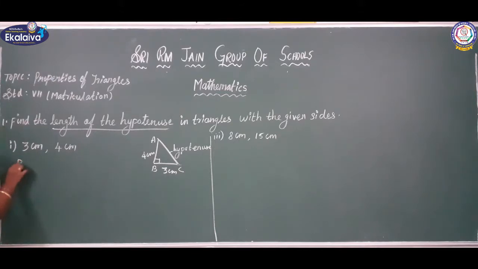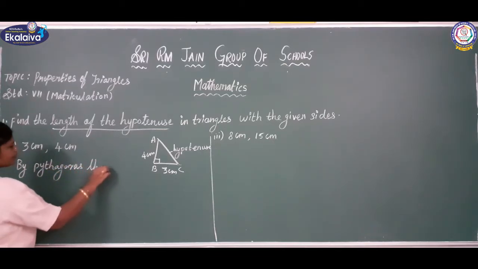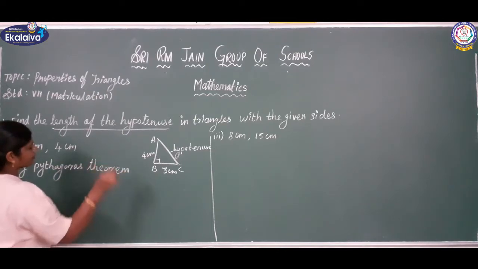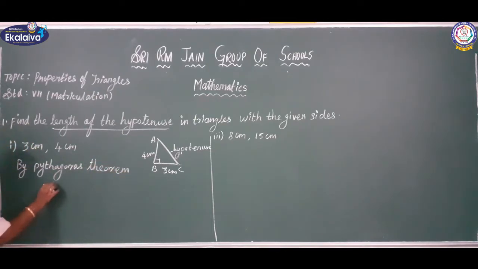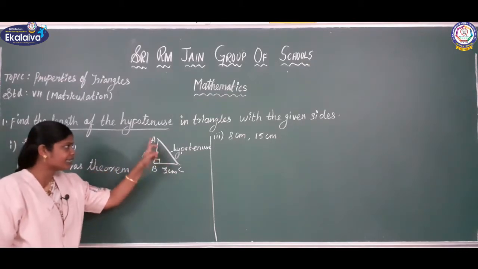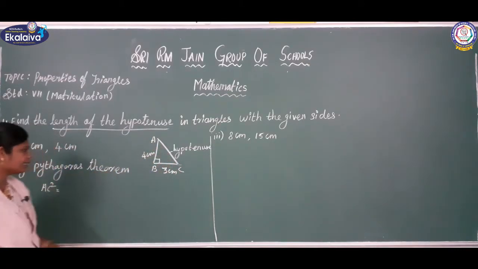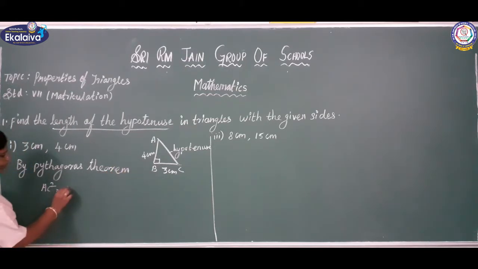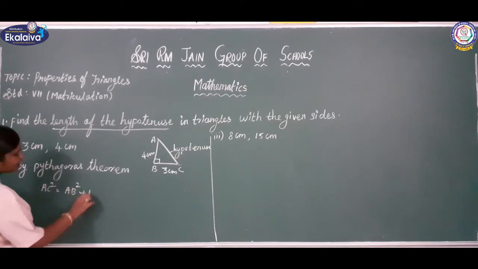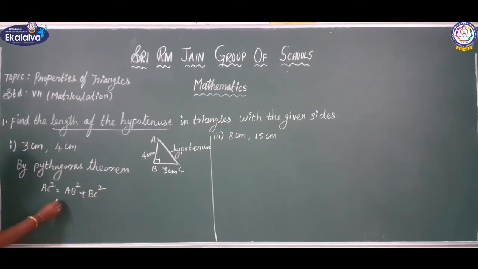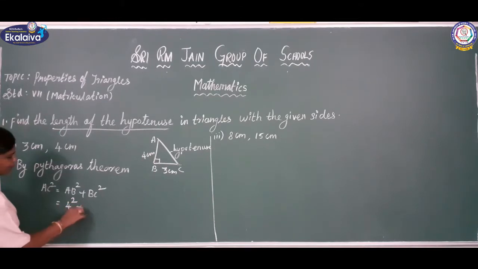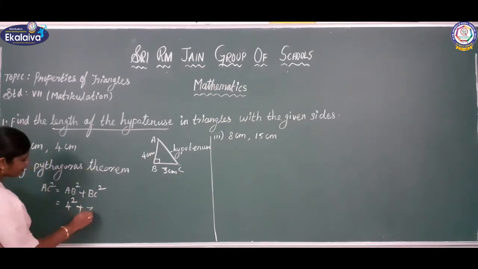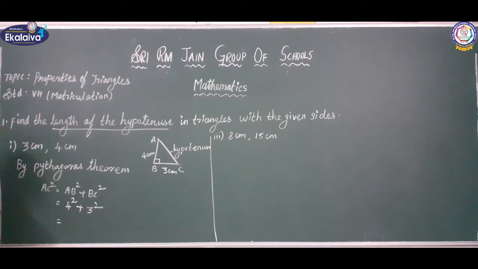Okay. So by Pythagoras theorem, AC square equal to the square of the hypotenuse. Here hypotenuse is AC. So AC square equal to the sum of the squares of the other two sides. So AB square plus BC square. Okay. Here AB equal to 4. 4 square plus BC 3. So 3 square. 4 square what will you get, children?